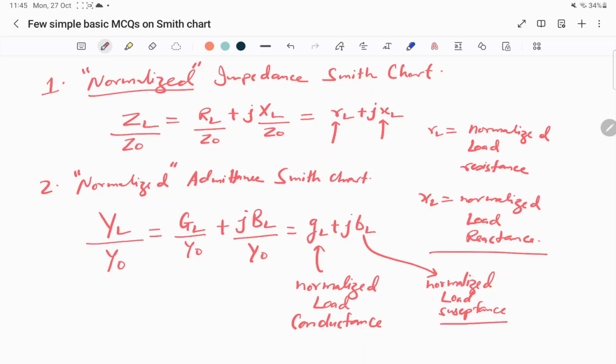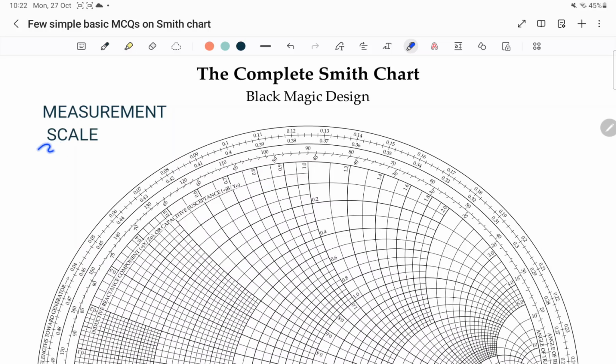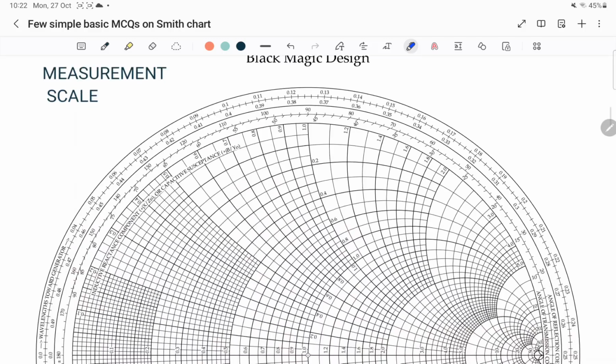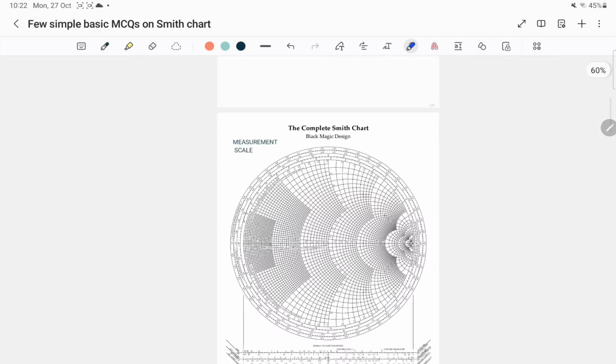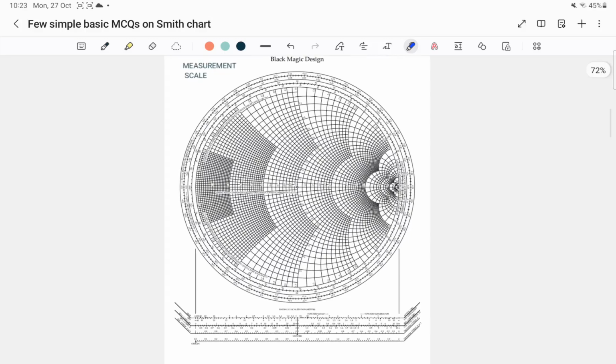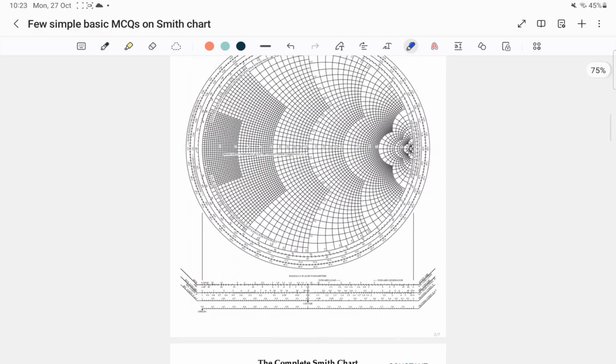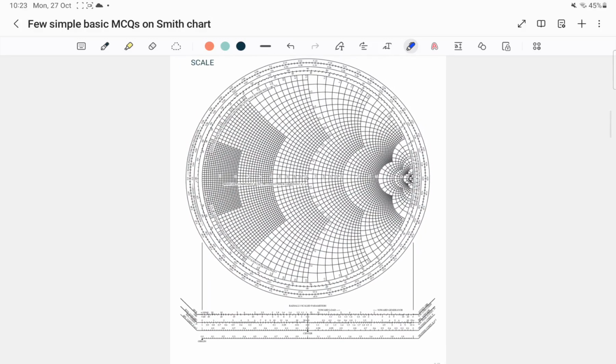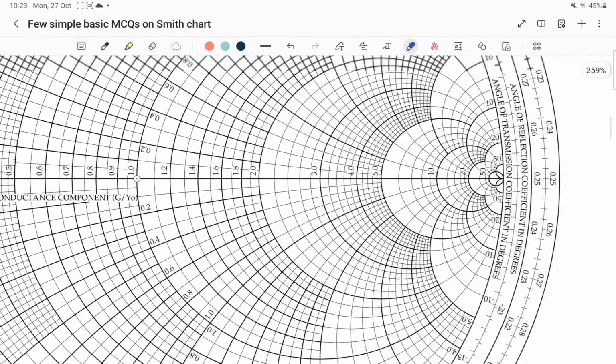Okay, alright, so now let's move on to our next topic. The next topic is the measurement scale of a Smith chart. The complete Smith chart looks something like this. So this is a complete Smith chart. In this Smith chart there are different types of measurement scales. I will show you one by one.